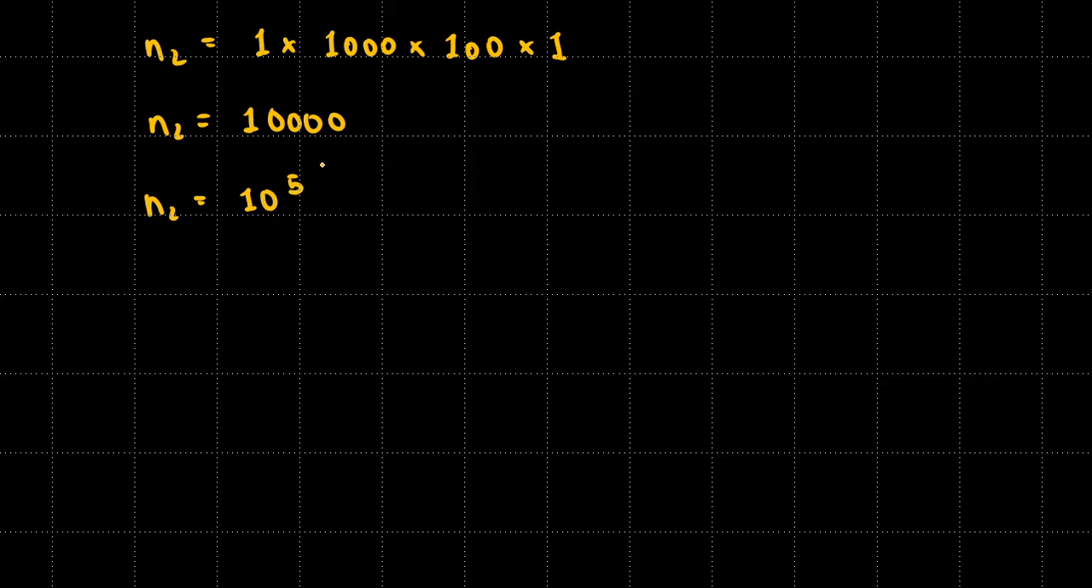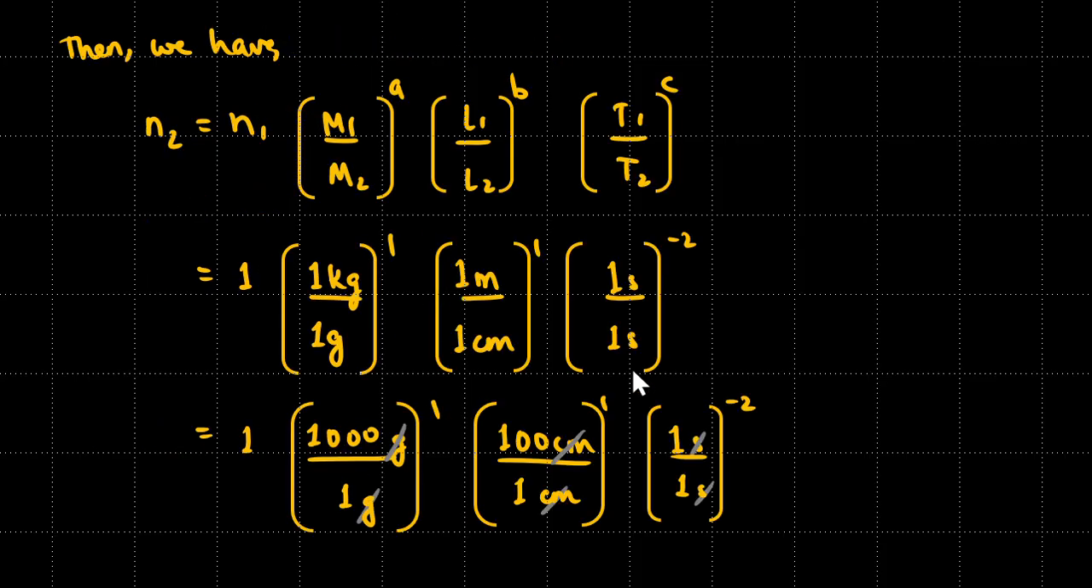Now we know that n2 is the numerical value we wanted, so it is also 10 to the power 5. Therefore, 1 Newton must be equal to 10 to the power 5 dyne. So dimensionally we found it.